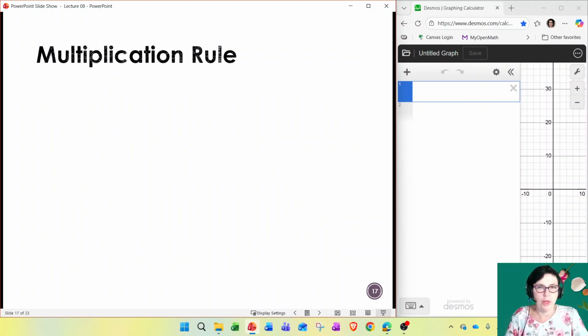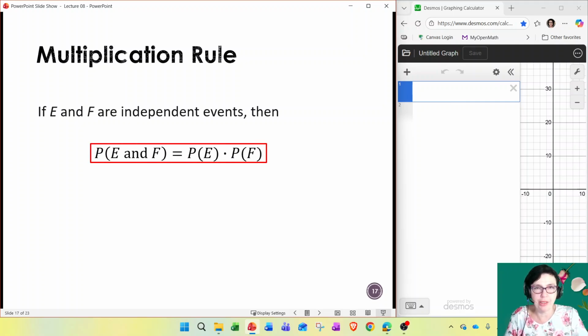All right, now in our problem solving, instead of using the definition of conditional probability, we're going to use something called the multiplication rule. It is actually much easier to check when you are trying to figure out if two events are independent or not. So this rule belongs on your note card. I don't want you to necessarily memorize it, but you need to know it. So two events are independent if probability of E and F, so E and F happening at the same time, equals probability of E multiplied by probability of F.